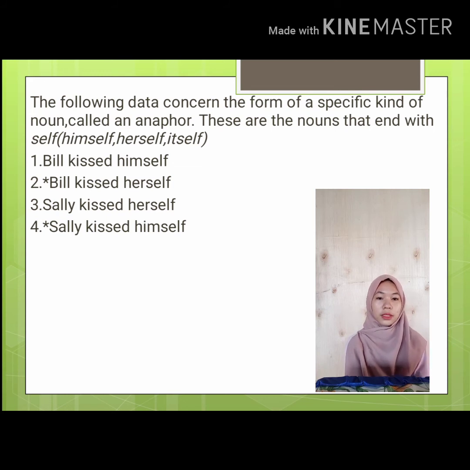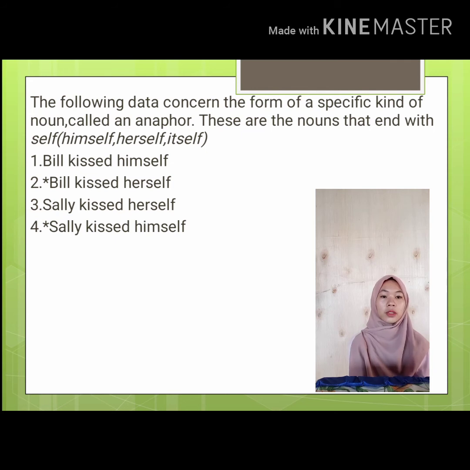Bill kissed himself. Bill kissed herself. Sally kissed herself, and Sally kissed himself. To the unskilled eye, the ill-formed sentences in 2B and D just look silly. It is obvious that Bill can't kiss herself because Bill is male.